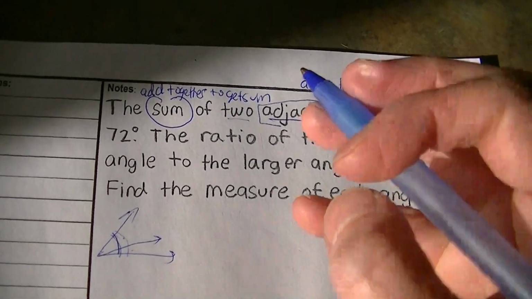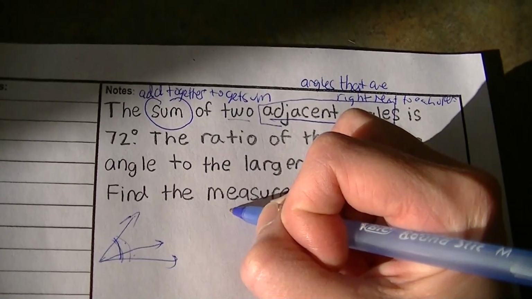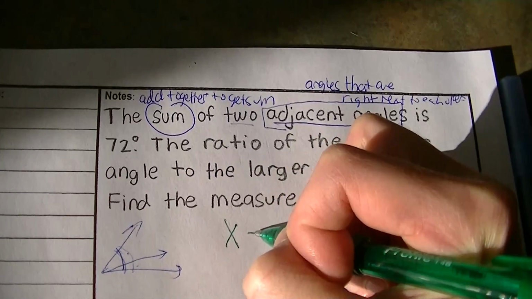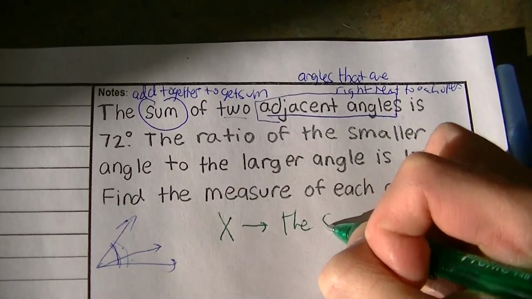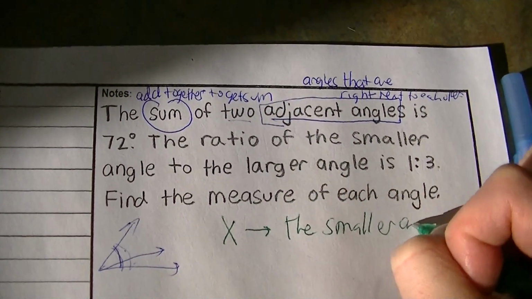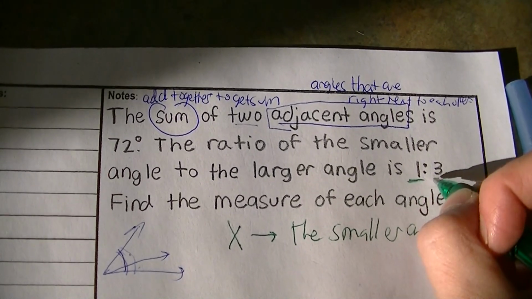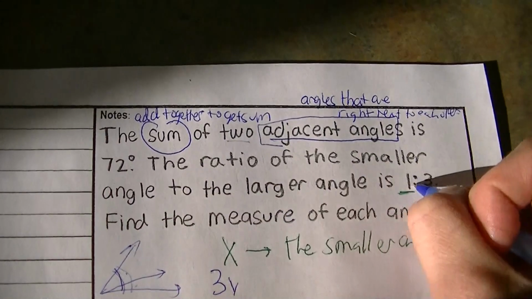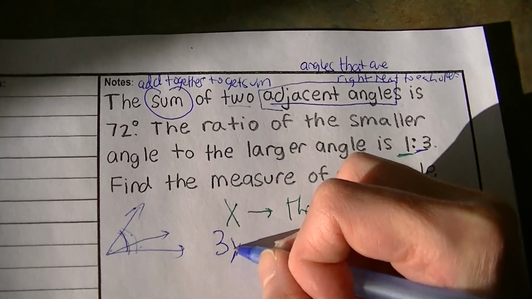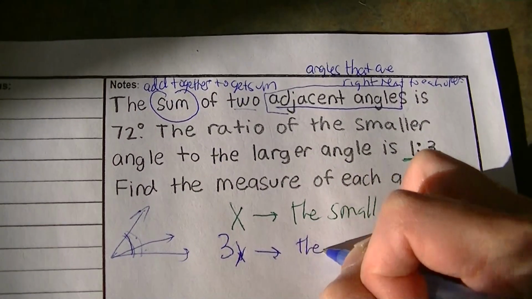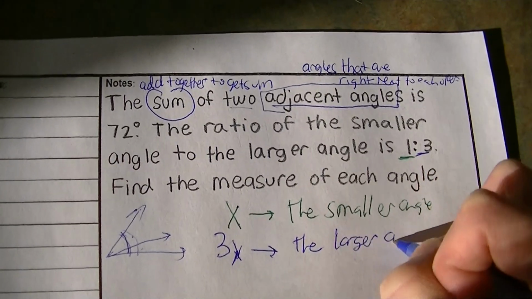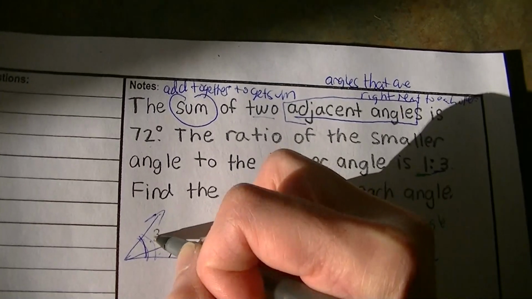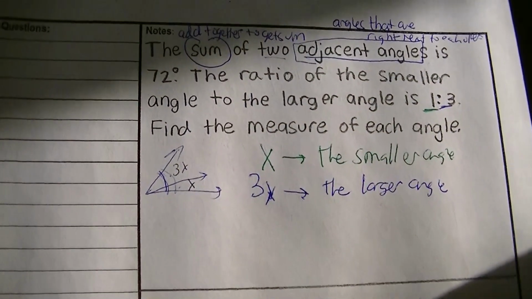So I'm going to set up a variable for my equation here. I'm going to use x to represent the smaller angle, because the ratio is 1 to 3, okay? And then I'm going to use 3x, because it's 3 times as big, 3 times the smaller angle, to represent the larger angle. So this one is x, this right here is 3x, and their sum was 72.